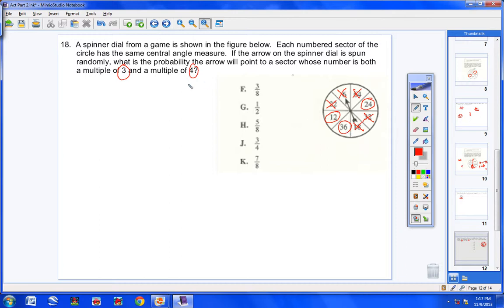So here's the question. Are you ready? What is the probability the arrow will land on one of these 3 numbers? Well, let's see. Let's find out.